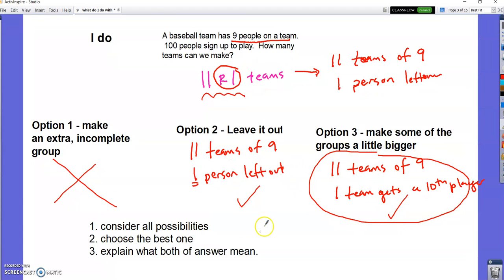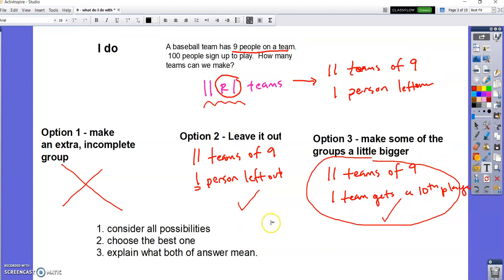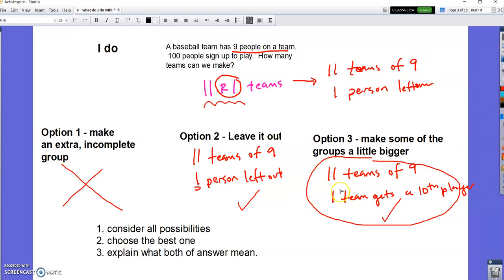And this is what I need to say. I need to say, explain what both parts of the answer mean. What does the 11 mean, and what does the 1 mean? I did my division. The person reading my answer knows I can do the math. Explain now. What's the 11 and what's the 1?